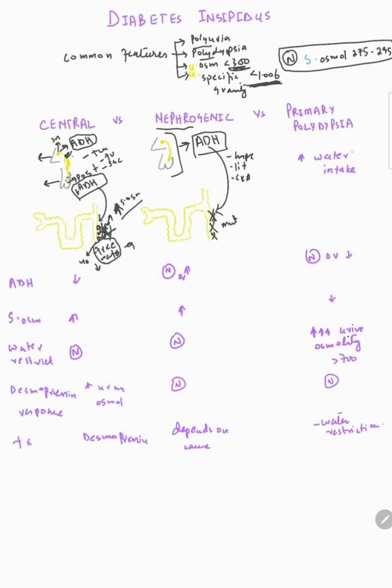Now, in primary polydipsia, we have increased water intake, and it usually occurs in psychiatric conditions. A psychiatric patient just drinks a lot of water uncontrollably, and that actually causes problems.